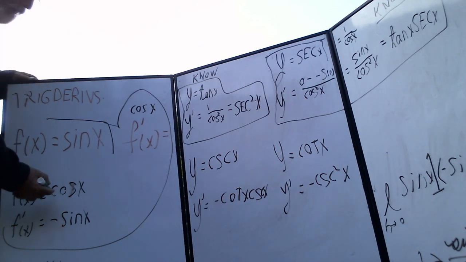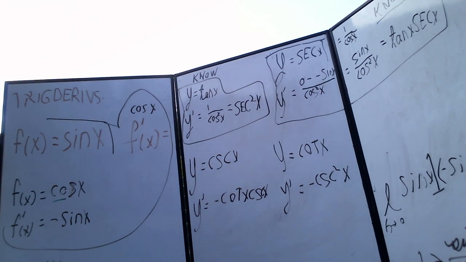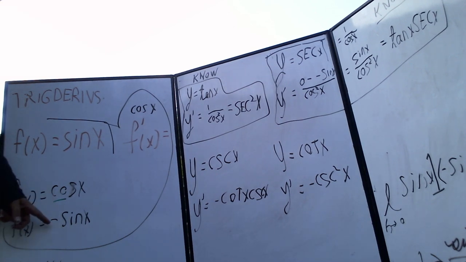We're going to see something about this co. There's a pattern with trig functions starting with co. Every time you take the derivative of a trig function starting with co, there's a minus sign. Let's check the rest of the family.